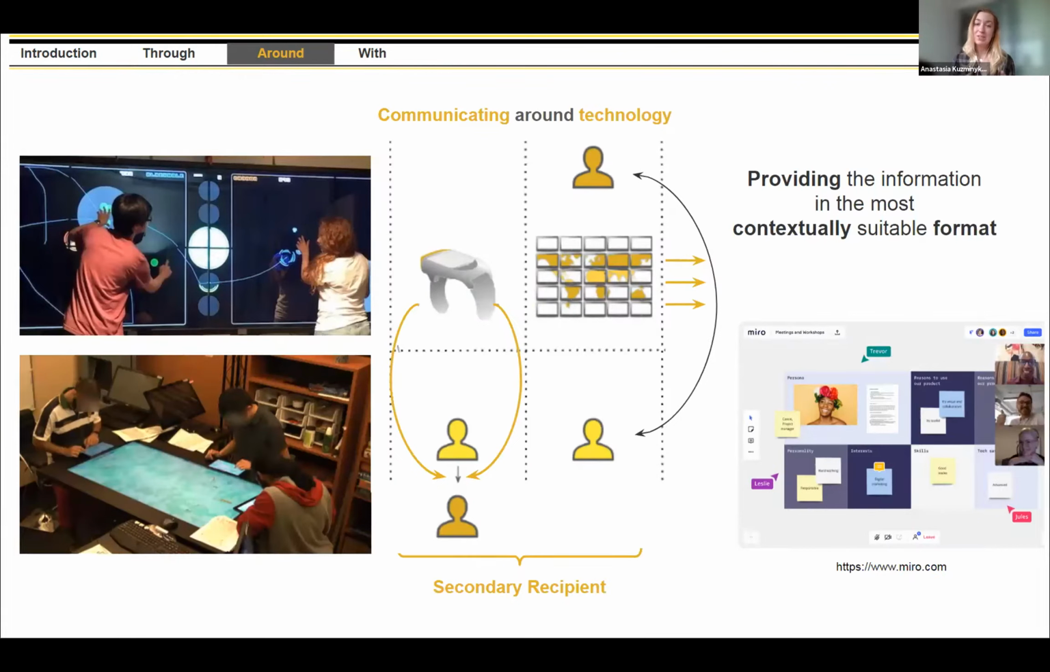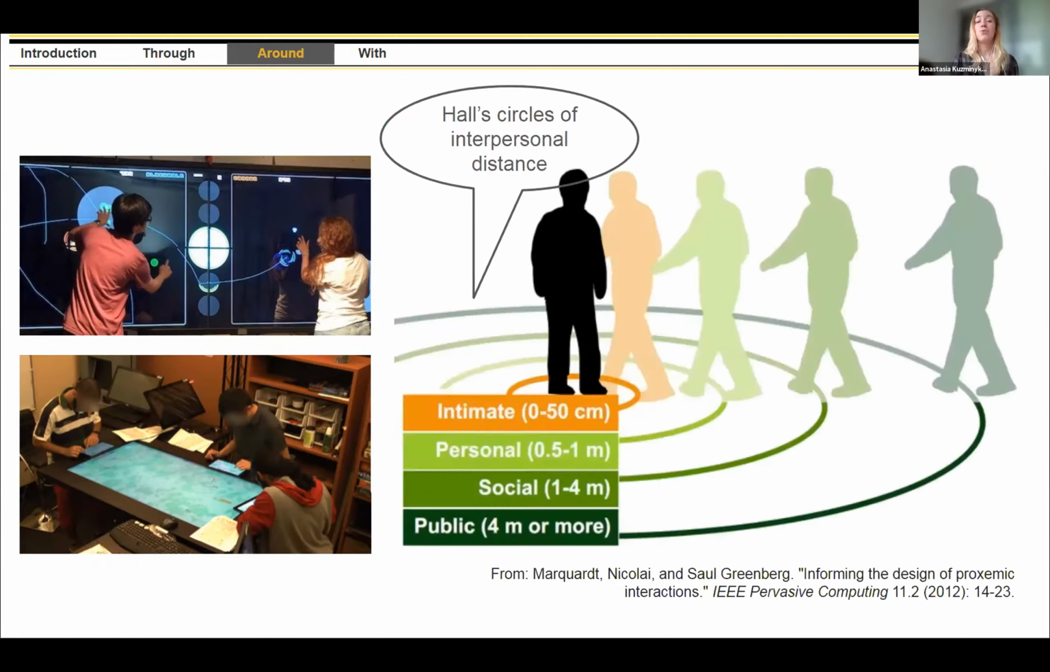So because these systems in the middle are mainly augmenting this ability to access and produce information, their main role becomes to provide this information in the best, most contextually suitable form. And what exactly it means depends a little bit on the type of the system. For example, for large displays or some physical systems, this includes being able to adapt for collaborative or competitive scenarios, or adapt for the territoriality and proxemics around the device.